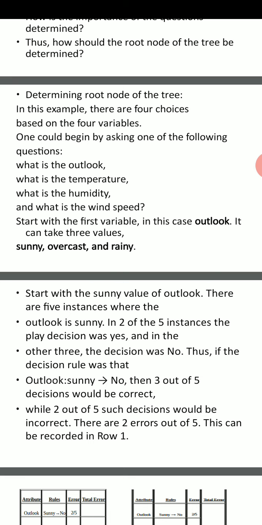Starting with the first variable, in this particular case it is outlook, it can take 3 values. What are those 3 values? The first one is sunny, then overcast, or rain. These are the 3 cases which can be taken with respect to outlook.